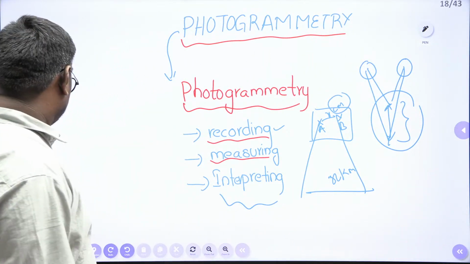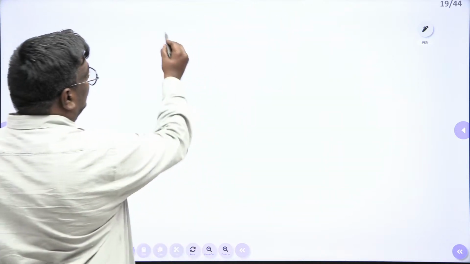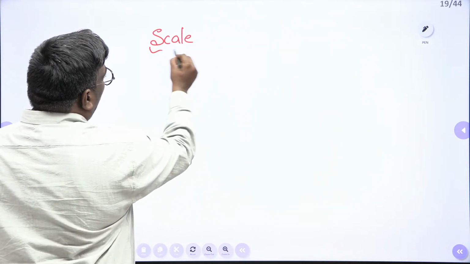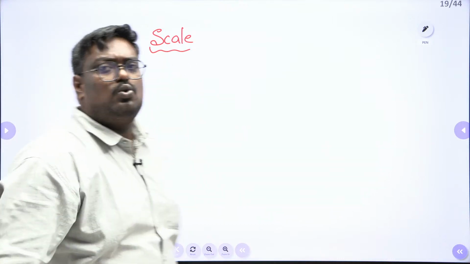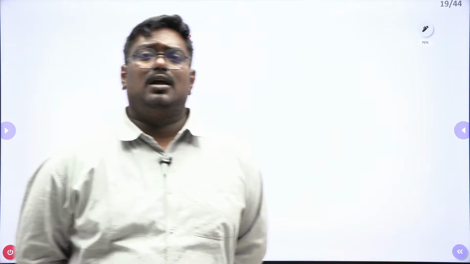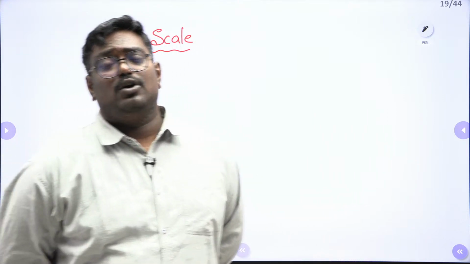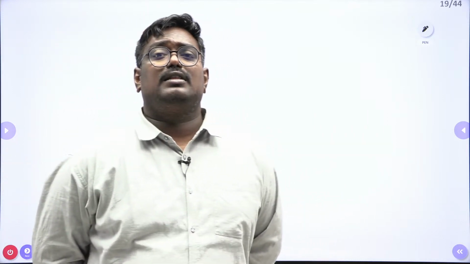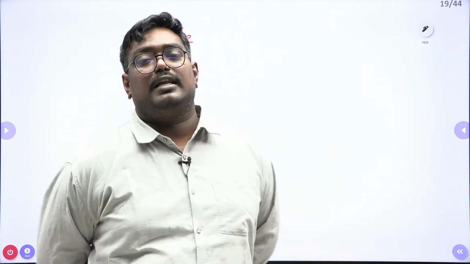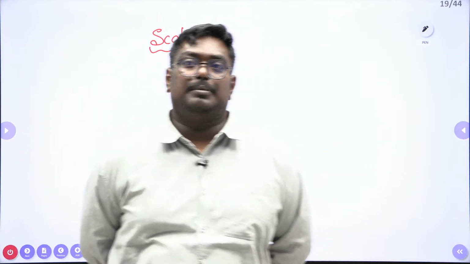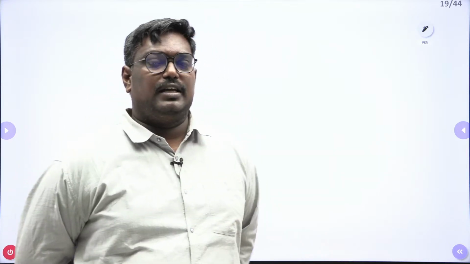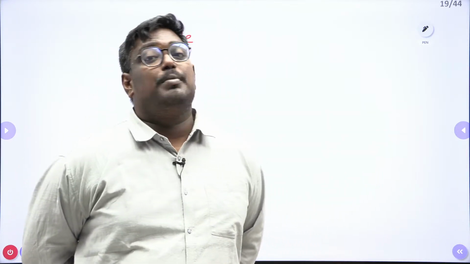Now, what is the scale, my dear students? Before moving to the scale, we have two types of photogrammetry. One is aerial photogrammetry, and the other is terrestrial or ground photogrammetry. Aerial photogrammetry means the photos are taken with a camera mounted on an aircraft. The speed at which the photographs are taken is very fast and there is no omission of data.